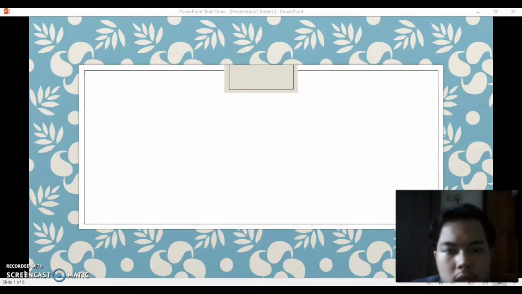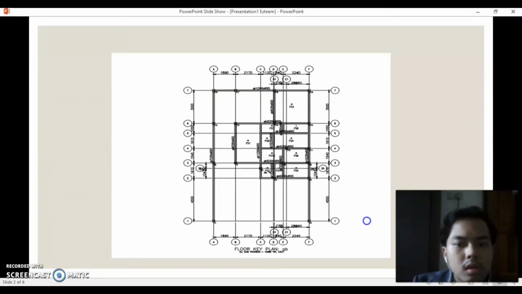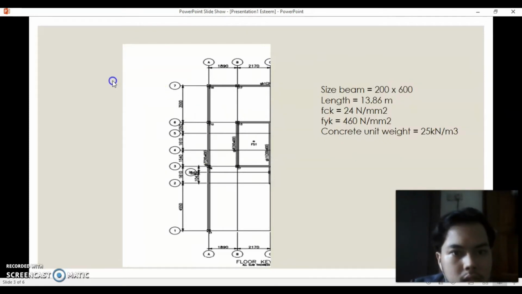So for our project, this is the ground beam layout, and this is the ground plan. For my part, I will calculate GB7, ground beam 7, which is here. We can zoom in, and this is GB7 that I want to do the manual calculation for.